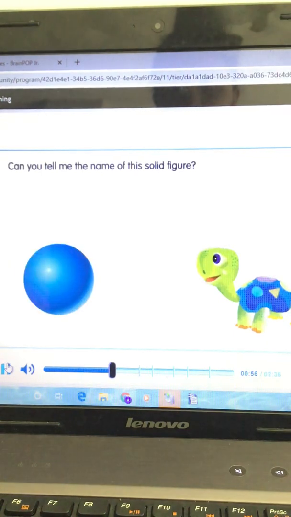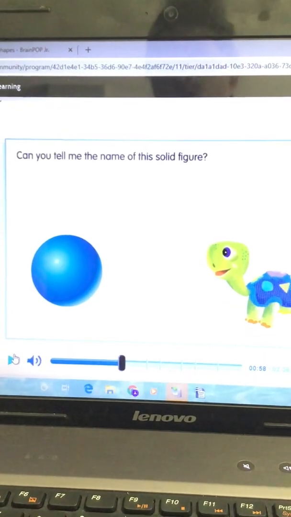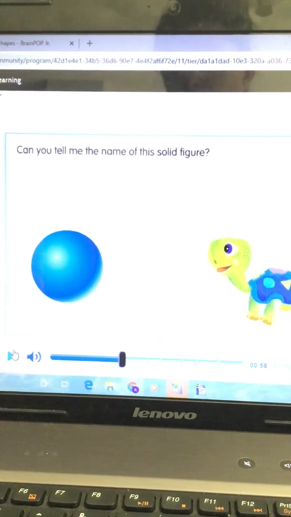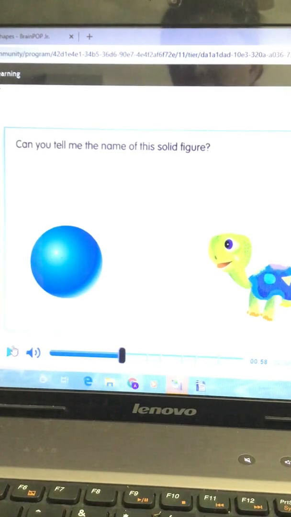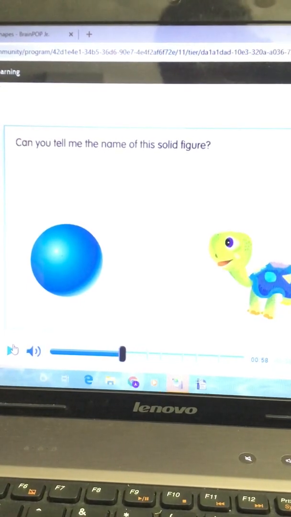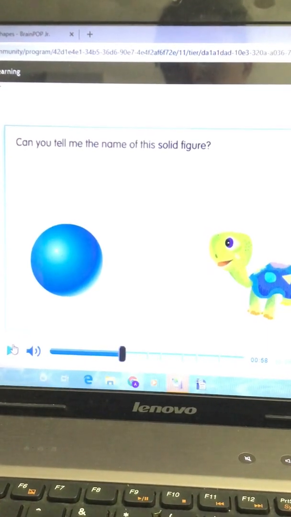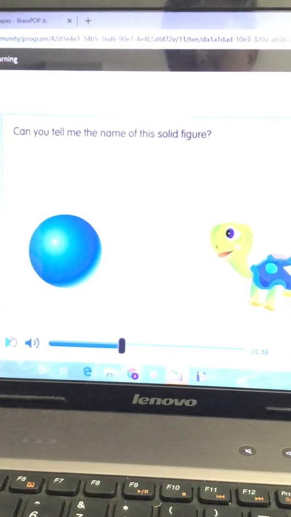Can you tell me the name of this solid figure? Okay, so it's tempting to say that that is a ball, or even that it's a circle. And it's kind of hard to tell when you're looking at the computer screen. But it's not just a circle. A circle is a flat figure or a flat shape, a plane shape that we've learned that's on paper or on our screen or on the board. This is something that you can hold in your hand or use to play games with. It's a ball, but the math word for this is sphere. It is a sphere.